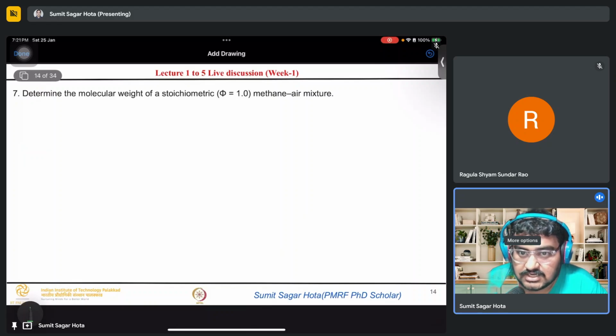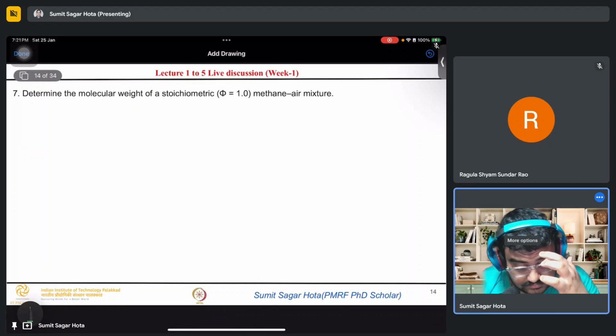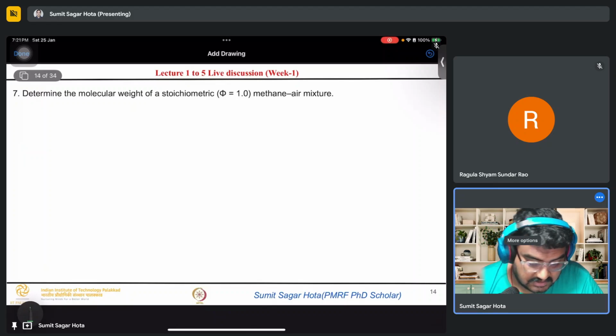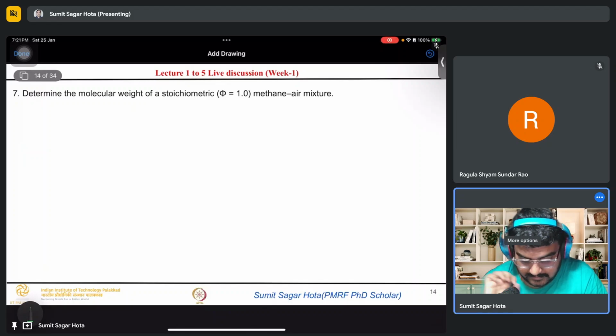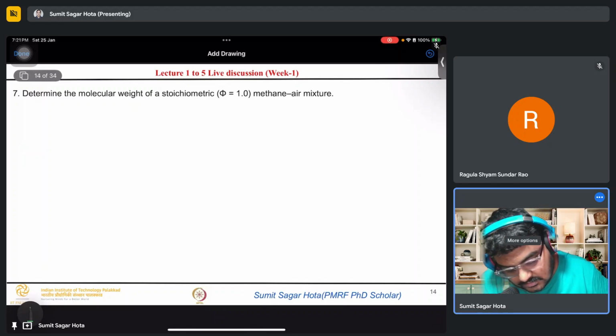These one-liner questions are a little tricky. So yeah, especially these kinds of questions you can see in some UPSC or some examinations, you can see this kind of one-liner. Okay, so determine the molecular weight of a stoichiometric methane air mixture. Okay, in this question nothing is given. Only one stoichiometric methane mixture is there. Okay, and what we need to find out is the molecular weight of the mixture. Okay.